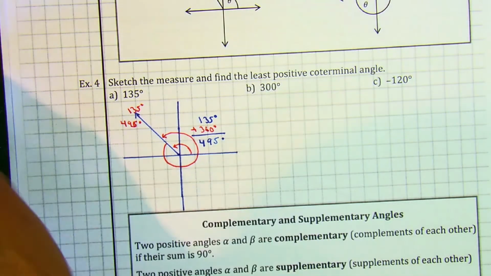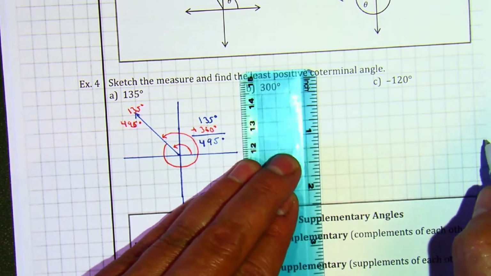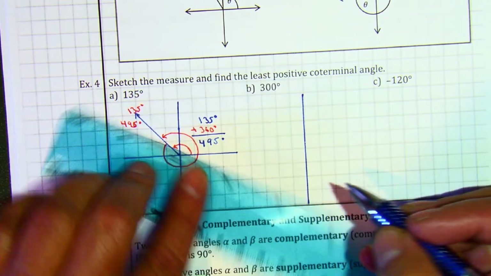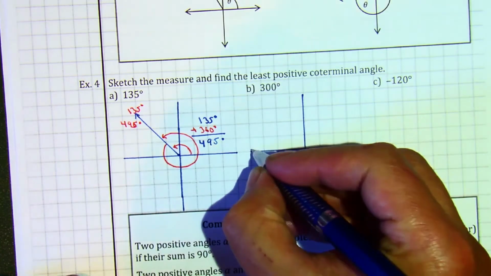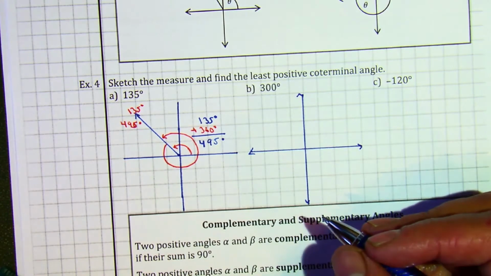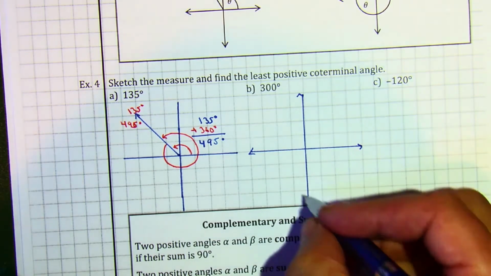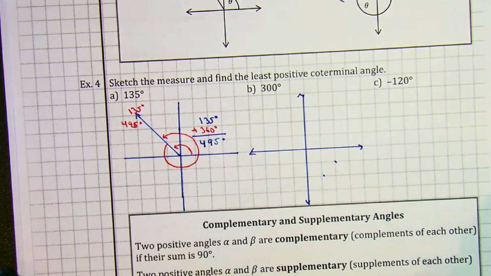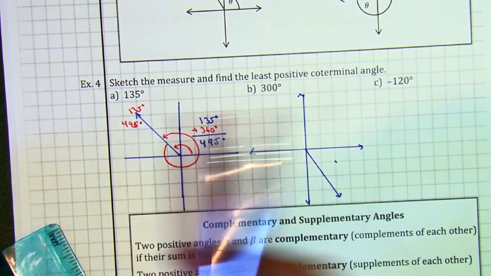Letter B. I'll make a quick 4x4. First, you need to locate where is 300 degrees. Well, I know that this is 270, so 30 degrees more is around here. Now, when I do my 30 degrees, I place 2 dashes that are evenly spaced, and I know that this is 30 degrees. I'm going to place my rotation.